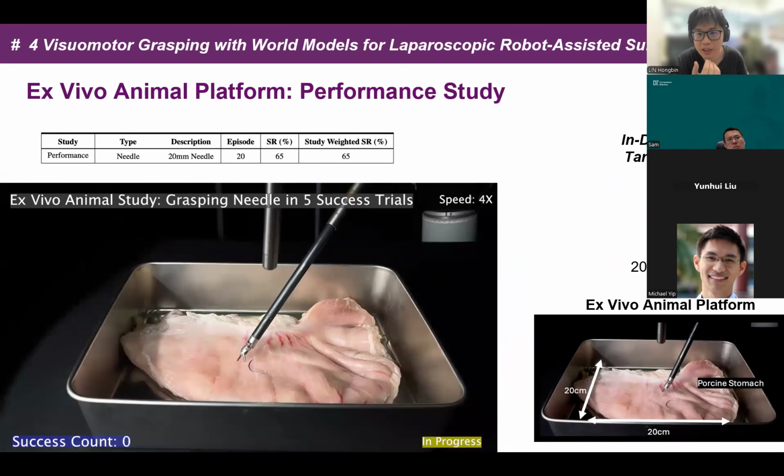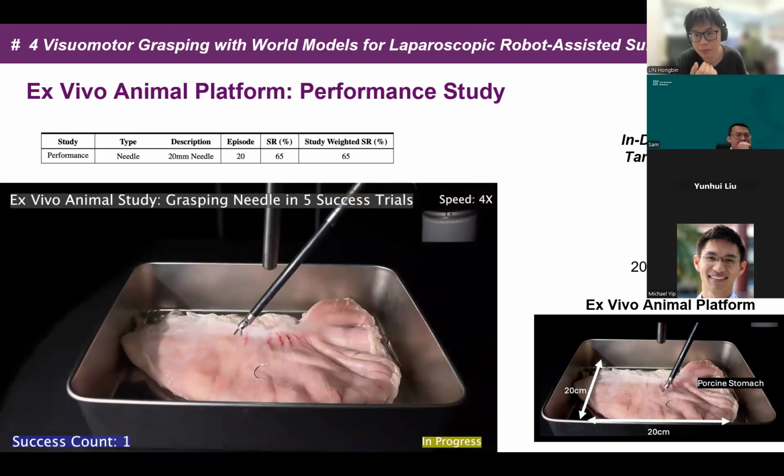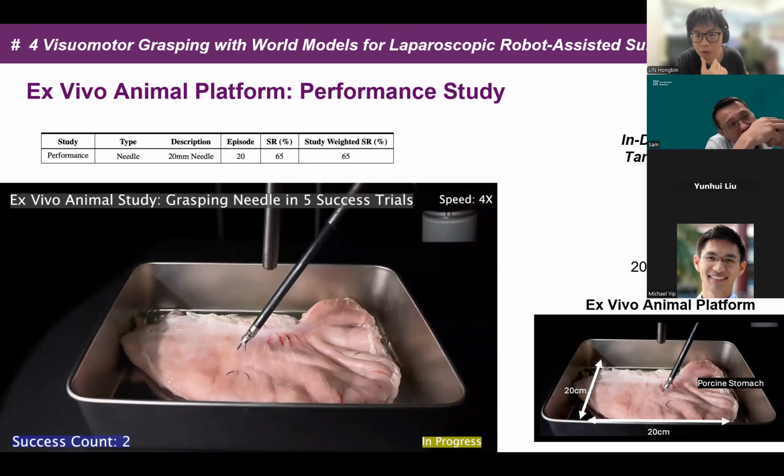We designed this experiment to evaluate the controller effectiveness in the ex vivo setting. We use a porcine stomach measuring 20 centimeters by 20 centimeters. In the performance study, we used a needle for grasping. We show a 65% success rate. Compared to the square phantom, our ex vivo study only experienced a moderate decrease of 5% in success rate. This highlights a strong performance in the ex vivo setting.